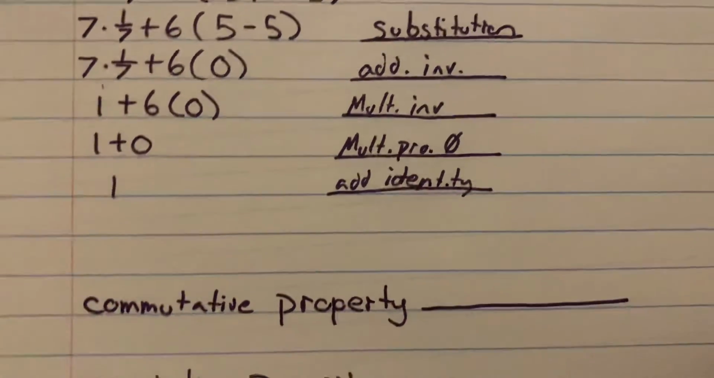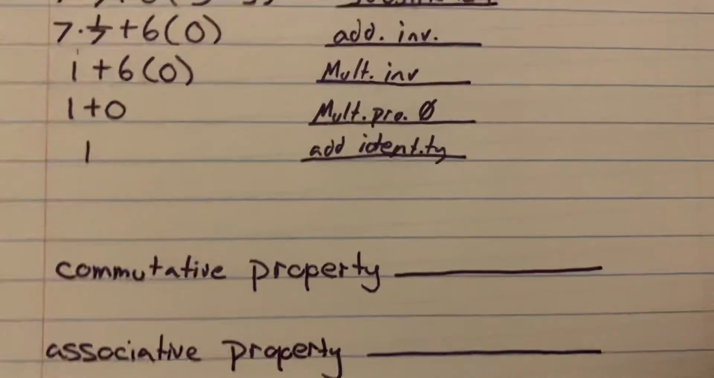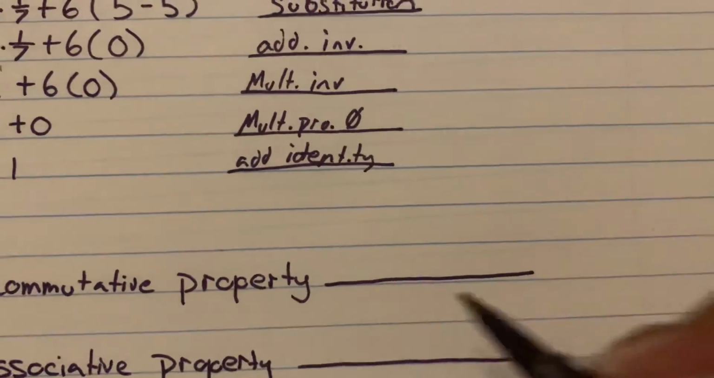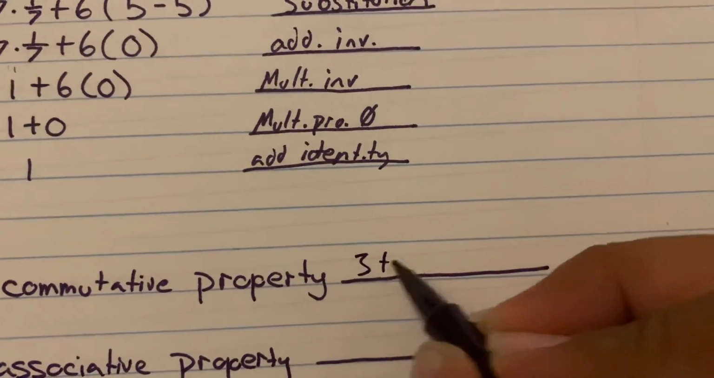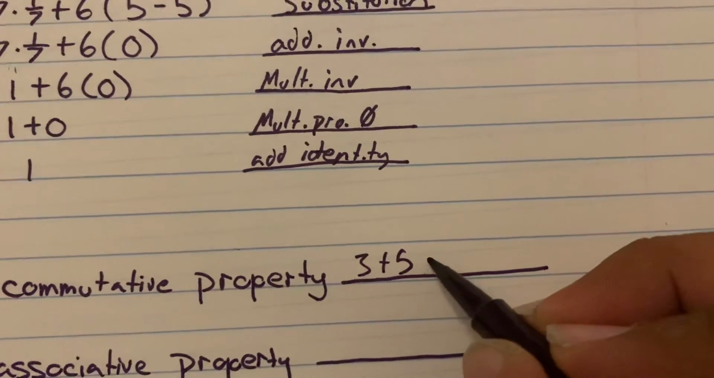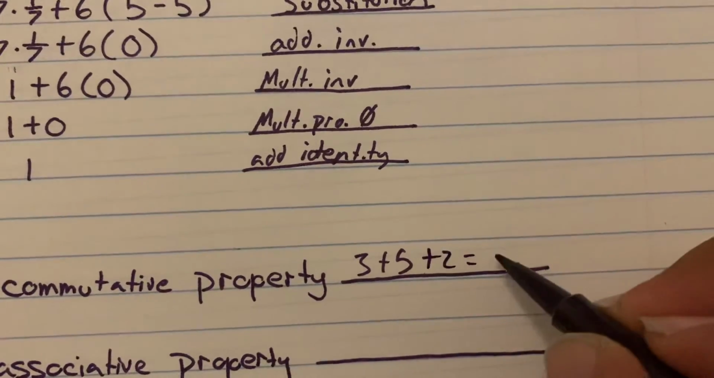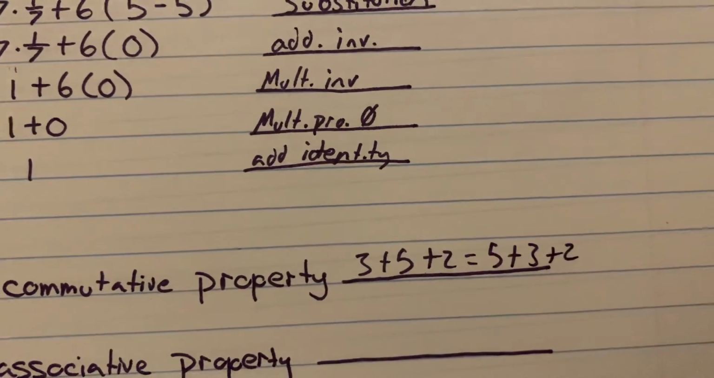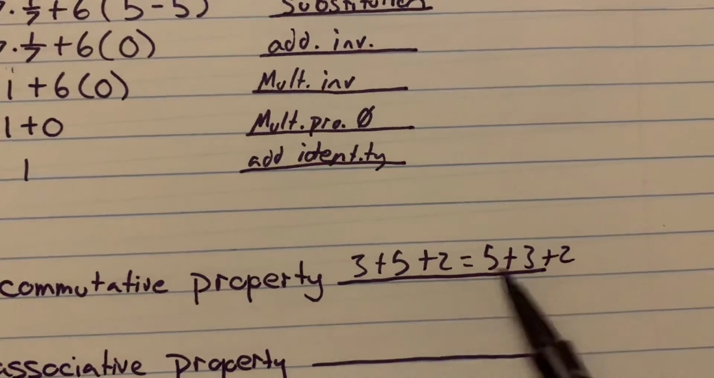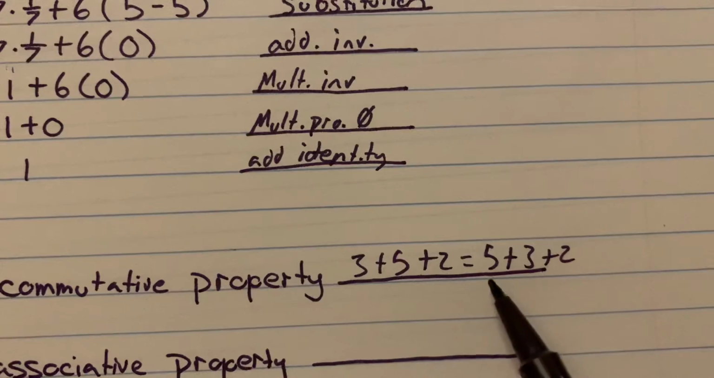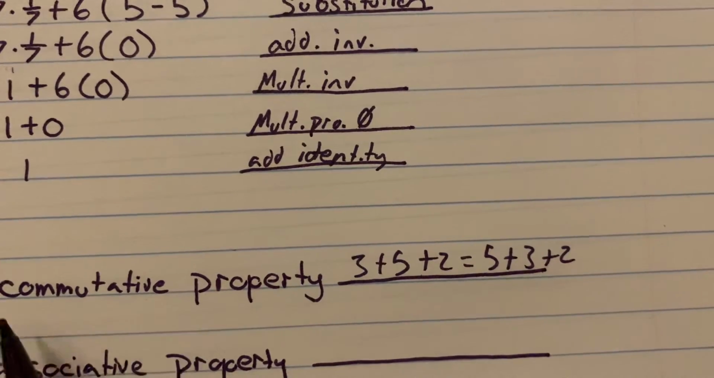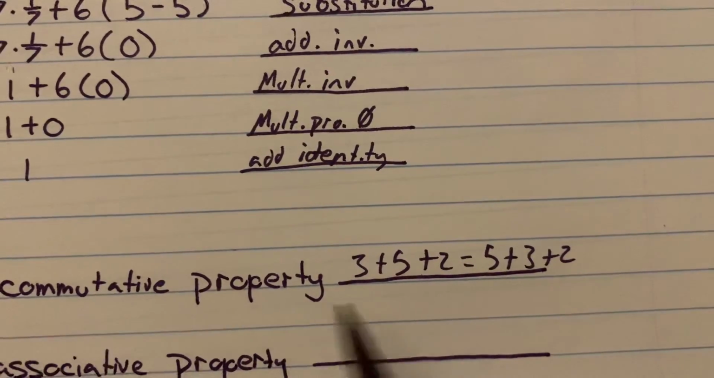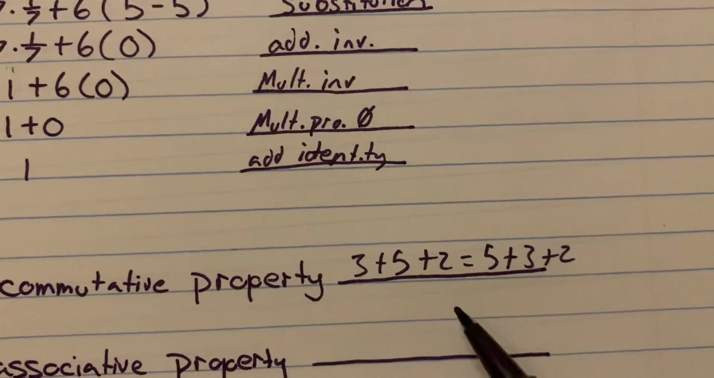Okay, commutative property. Commutative property is when the numbers commute. Okay? So meaning that something like 3 plus 5 plus 2 turns into 5 plus 3 plus 2. Okay? I moved the numbers around, but they still equal the same thing. I commuted them. Okay? They moved around.